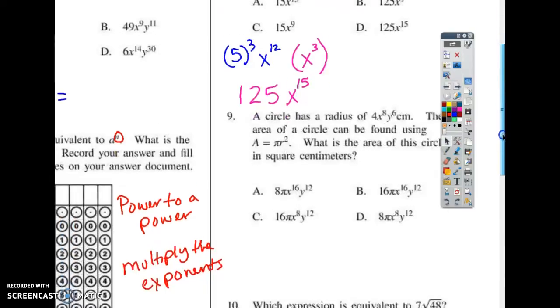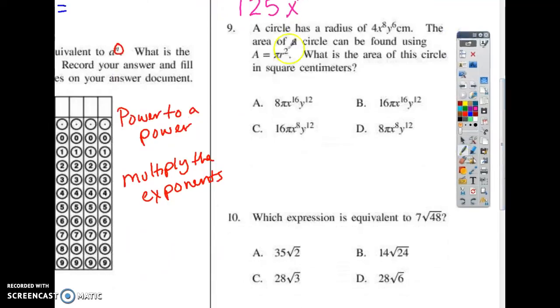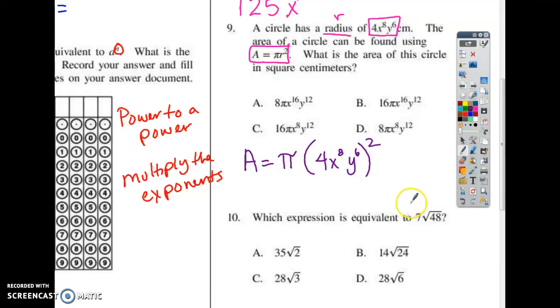Problem number 9. Use the formula that they gave you. Use the formula for the area of a circle. They gave you the radius. That's the r. So we need to plug it in. Okay, so I'm going to have area equals pi r squared. And my r is 4x to the 8th power, y to the 6th power.